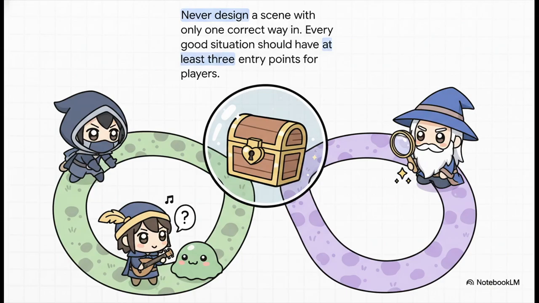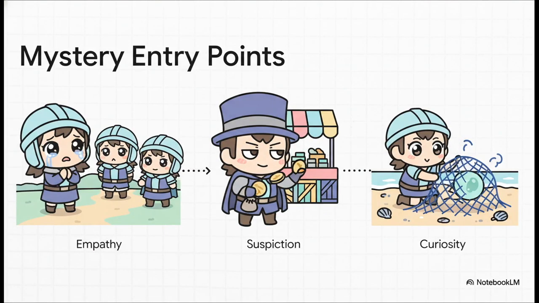I never, ever design a scene with only one correct way in. Every good situation, every mystery, every conflict, it needs at least 3 different ways for your players to grab onto it. So let's take a missing fisherman mystery. Entry point 1 could be a grieving spouse, appealing to the party's empathy. Or maybe there's a rival merchant who seems to be profiting from it all, sparking their suspicion. Or maybe they just find these strange, magically torn nets washing ashore, firing up their curiosity. The players get to choose the lens, and that choice shapes the whole story.